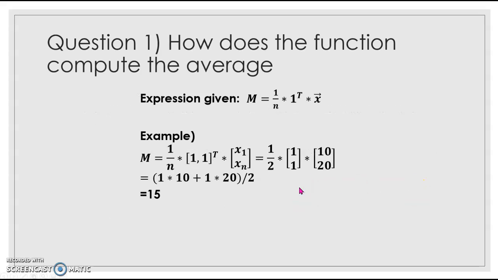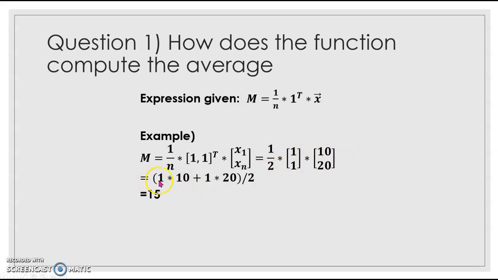So how does this tie in with matrix multiplication? We have this expression given to us: m, which is the mean, equals 1 divided by n times the transpose of 1 times the matrix X. Here I've defined some values, and we take 1 divided by 2, which is the number of components. I have 2 values here, 10 and 20, and we're going to do some matrix multiplication and see what we get.